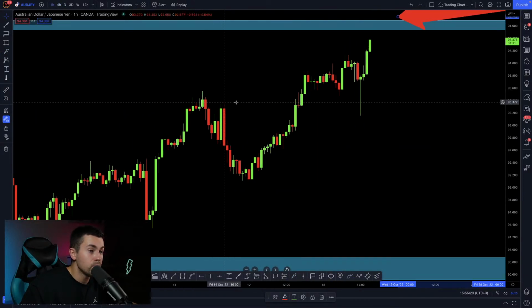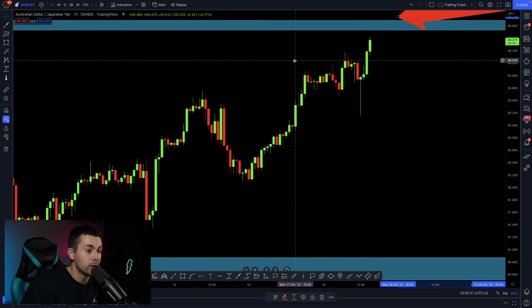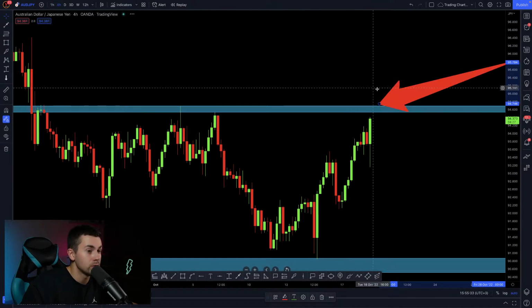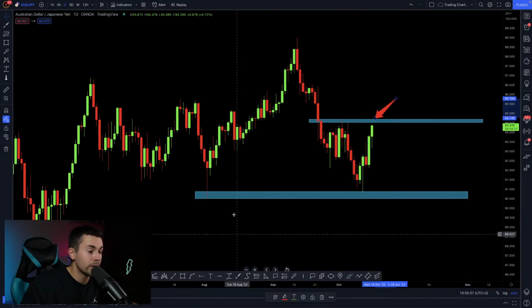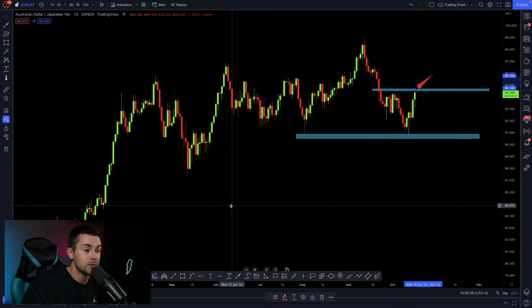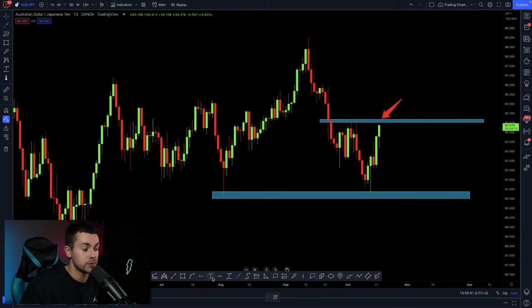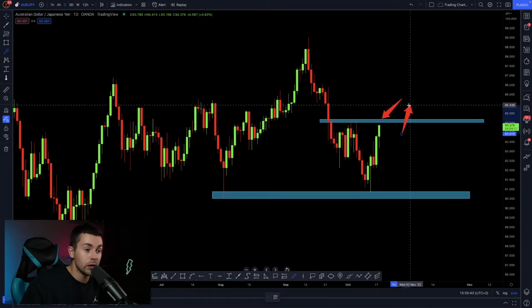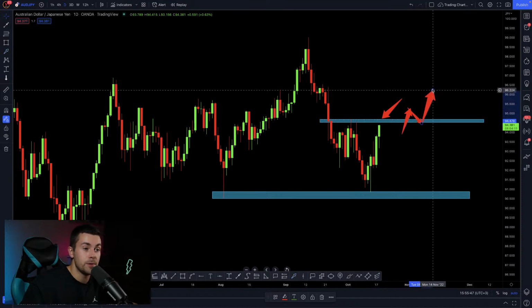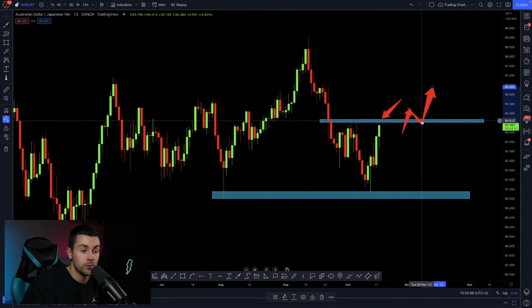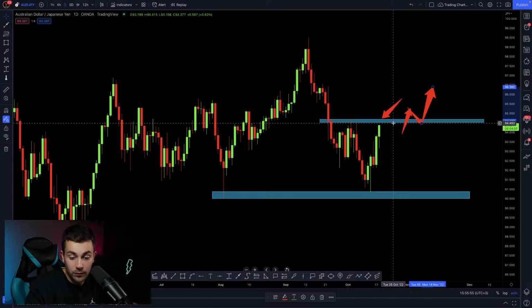For now, I see no pattern right here to pay close attention to. So for now, that structure will be my focus. However, remember that technically speaking, the pair is trading in a long-term bullish trend. So if we break and close above that on a daily, it will push the pair much higher. So if you're a breakout trader, consider a breakout of that horizontal structure.